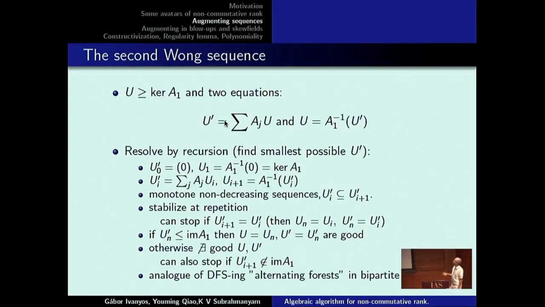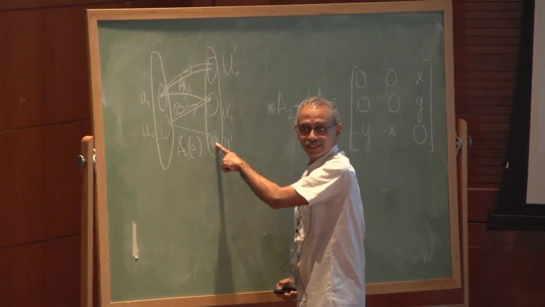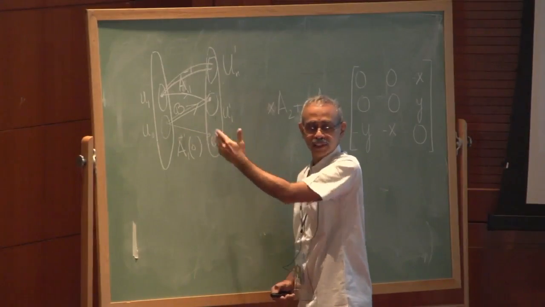Now, suppose I have a strictly increasing family of subspaces, and I actually find a final state. If the image of A1 contains this final thing, then I look at the pre-image of this, and if this is the same as this, then I've already stabilized; I get nothing more. Then I claim all these matrices send this subspace into this subspace, and here is a shrunk subspace that you have actually found.